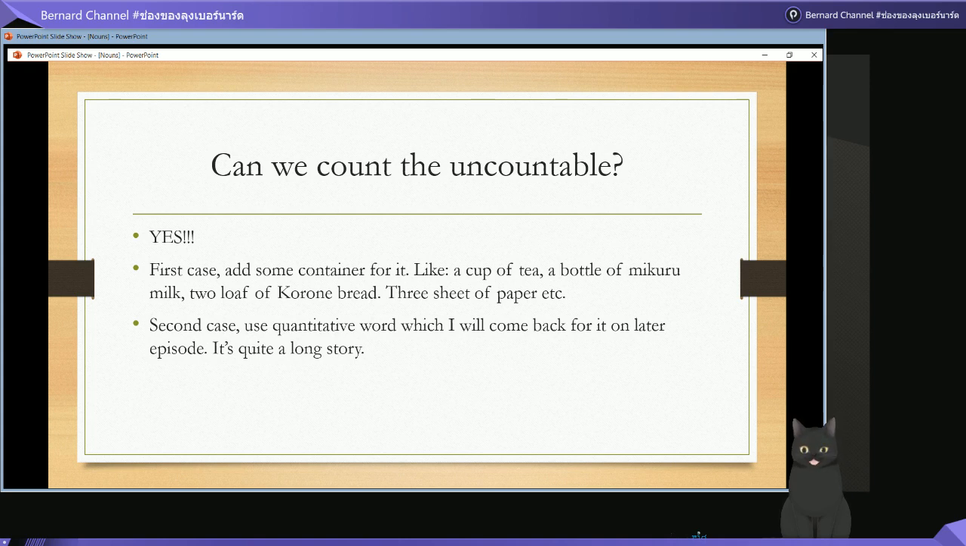Do you like some milk? This is a useful thing. Okay, it is about the uncountable thing. So sure, it is a way to count the uncountable. About this quantitative word, I'm going to come back to it later.